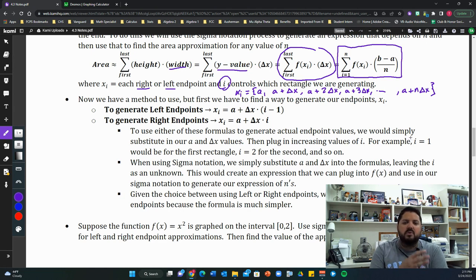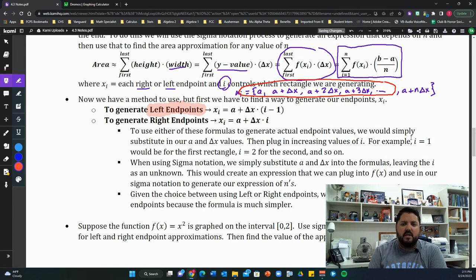But remember, if I want to use left endpoints, then we are actually going to start with our a value. That was going to be everything on that list except for the very last one, a plus n delta x. So to represent all of those, we have to come up with some kind of formula that depends on the value of i. That way I can use it inside of this sigma notation. So that's where this formula comes from. When I am trying to generate left endpoints, I am going to use the formula x sub i equals my a value plus delta x times (i minus 1).